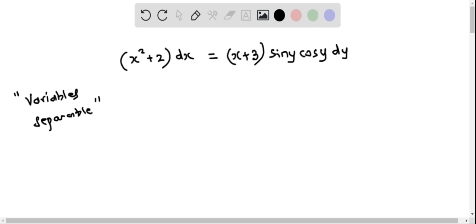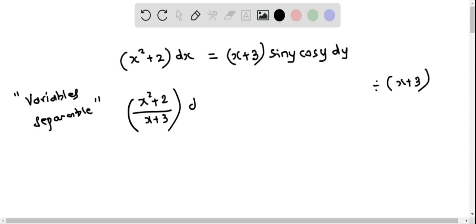So let's do that. The first step in doing this is we have to separate the x terms to one side and y terms to the other side. So first, I'm going to divide both sides by x plus 3, since I have this x plus 3 term multiplied with the y terms, that is sine y, cos y, and dy. When I do that, I'll be getting (x squared plus 2) over (x plus 3) times dx equals sine y cos y dy.